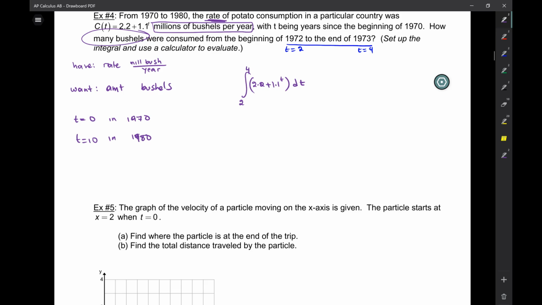Okay, so put it in the calculator. Tell me what you get. How much? 7.066 what? Millions of bushels. So that the people in that country had 7 million bushels of potatoes from 1972 to 1973.